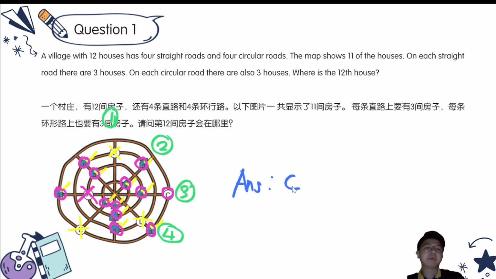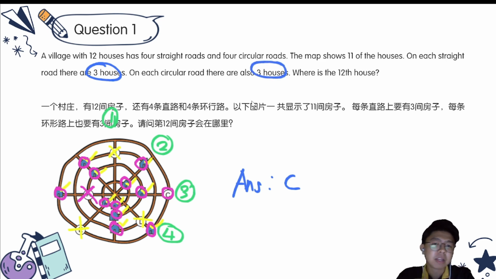So in summary, in order to solve this type of question, we need to think in order first and label it out from the question here. At first, we can see it only says that on each straight road, there are only 3 houses, which means we are focused on one straight road having only three houses. And also the second piece of information here is on each circular road, there are also 3 houses. These are 2 very important pieces of information here. We must always follow these two rules.